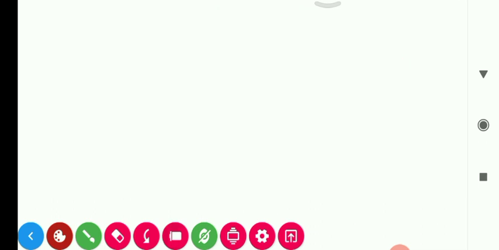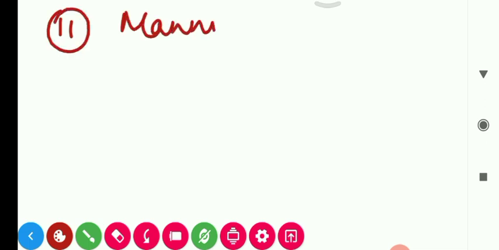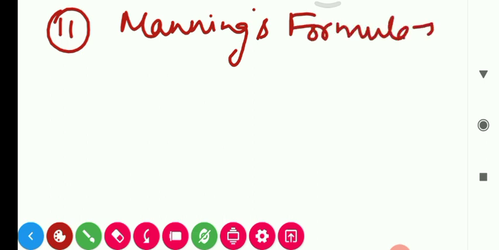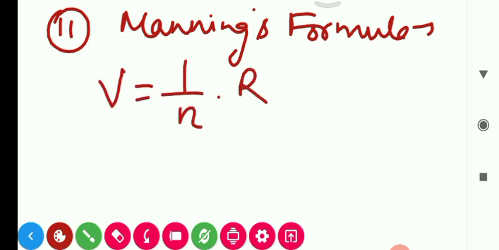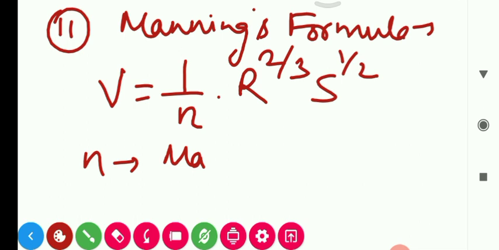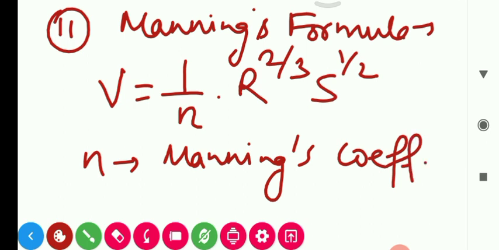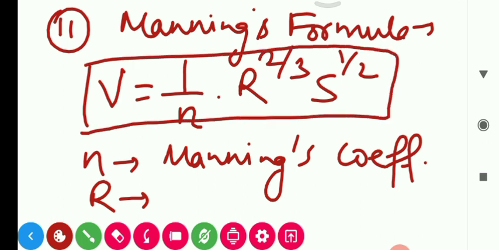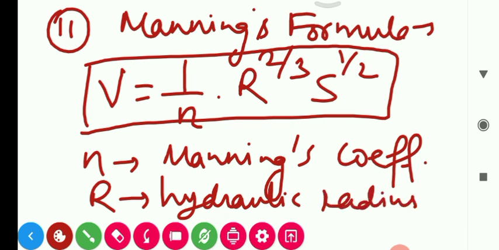Okay, let's move towards Manning's formula. According to Manning's formula, the velocity of the flow is given by 1 by n, R raised to the power 2 by 3 and S raised to the power 1 by 2. Here n is Manning's coefficient and R and S are the same thing. R is the hydraulic radius and S is the channel bed slope.